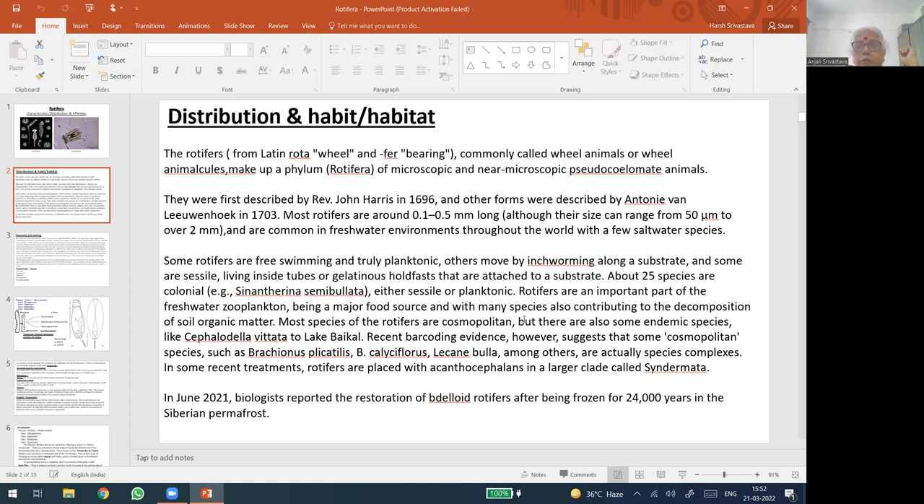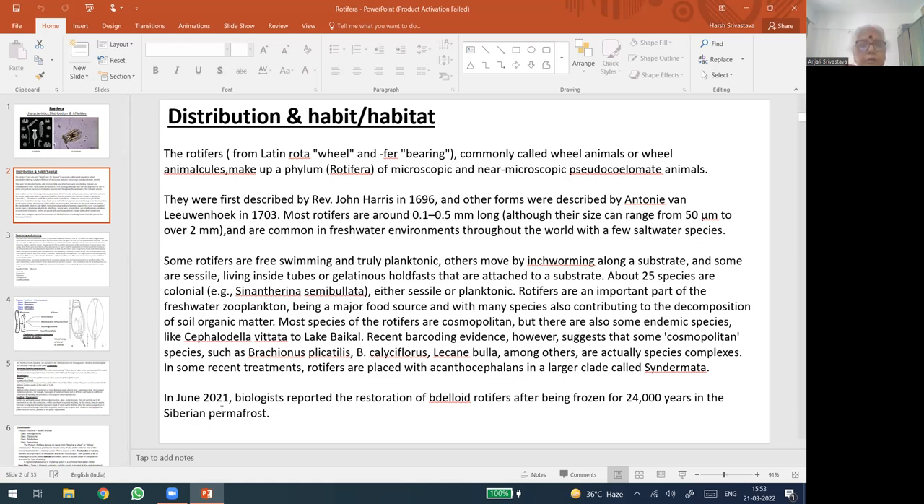Most species of rotifers are cosmopolitan, but there are also some endemic species, like Cephalodella vittata in Lake Baikal. Usually they are cosmopolitan, found worldwide, but a few species are restricted to particular areas. Recent barcoding evidence, however, suggests that some cosmopolitan species, such as Brachionus plicatilis, Brachionus calyciflorus and Lecane bulla, are actually species complexes. In some recent treatments, rotifers are placed with acanthocephalans in a large clade called Syndermata. Acanthocephala is another minor phyla group, like the rotifers. Together, according to the latest phylogeny, they have been kept in another clade called Syndermata.